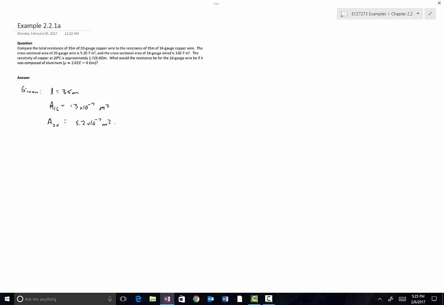We were given two different resistivities for the materials. Resistivity of aluminum, that's rho sub Al, capital A lowercase l for aluminum, 1.72 times 10 to the minus 8th ohm meters, and then the resistivity for copper, Cu, is equal to 2.82 times 10 to the minus 8th ohm meters. So there are our givens.